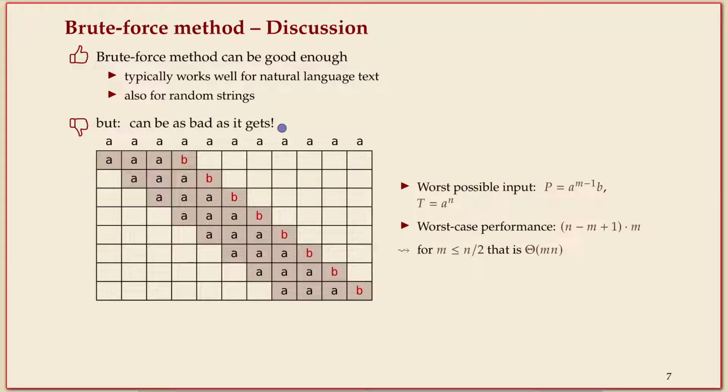But if you look at the worst case, then you can construct texts like this. If the text is just all A's and the pattern is all A's but a single B at the end, you will always get the mismatch from the B. And so you'll have to try every single possible check. So the worst case is essentially n times m. If you do the exact counting, that's what you get. But in terms of the asymptotic cost, it's the product of the lengths of the two strings. Okay?